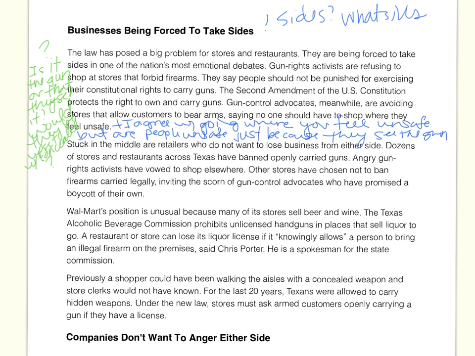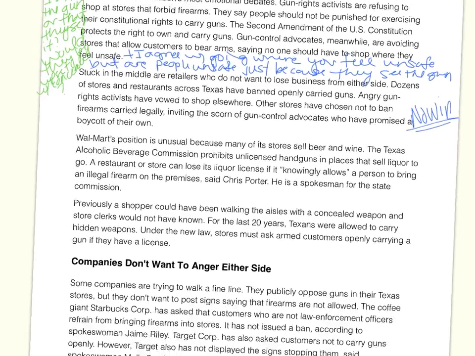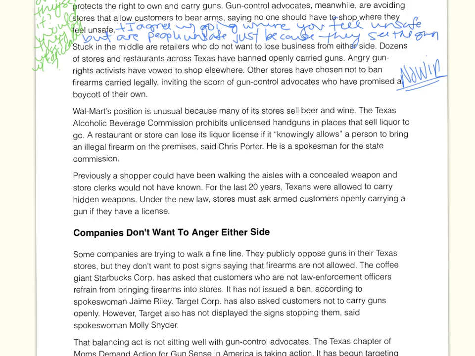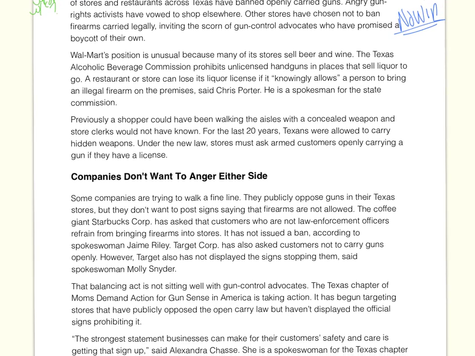Sounds like a no-win situation there. No win. Because if they ban them, they don't like it. If they don't ban them, they don't like it. Scrolling up, it causes a little shaking there.